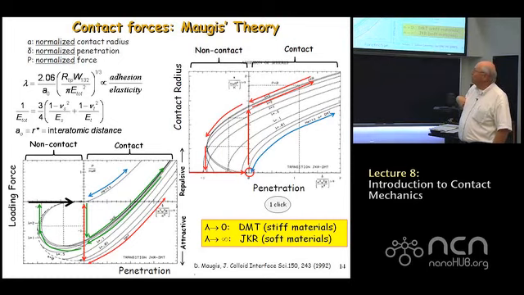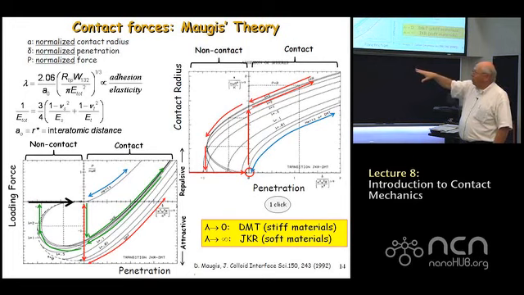And then depending on what lambda parameter you have, you can have any value in between those two, right? So as you make the substrate softer and softer, you go from the DMT towards the JKR model. And in the limit, when the material is really soft, then you have the full JKR model and you follow the red curves.